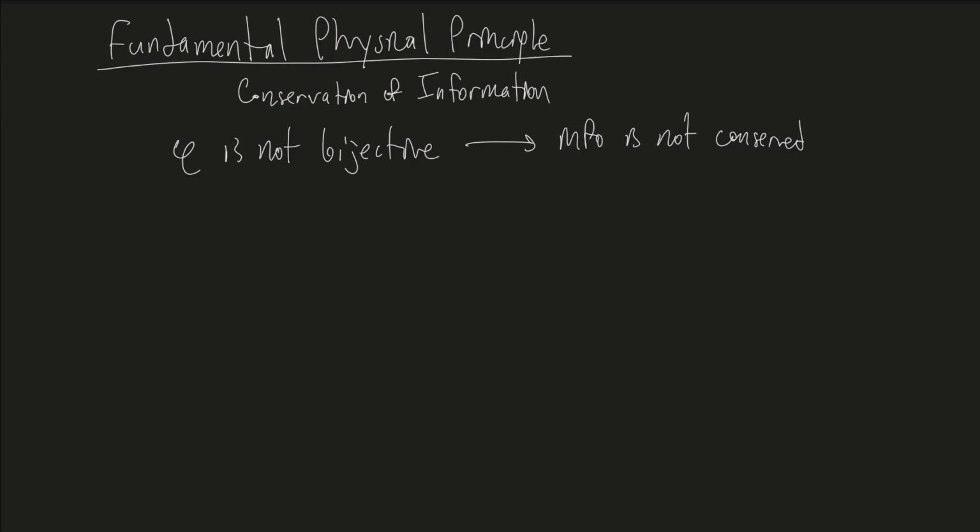Okay, I've cut the second half of my original recording because the video was far too long. So I'm going to summarize the important points of this video now. So we saw that if a function phi is not bijective, then information is not conserved, right? So we can say information is conserved. That must imply that our function is bijective.